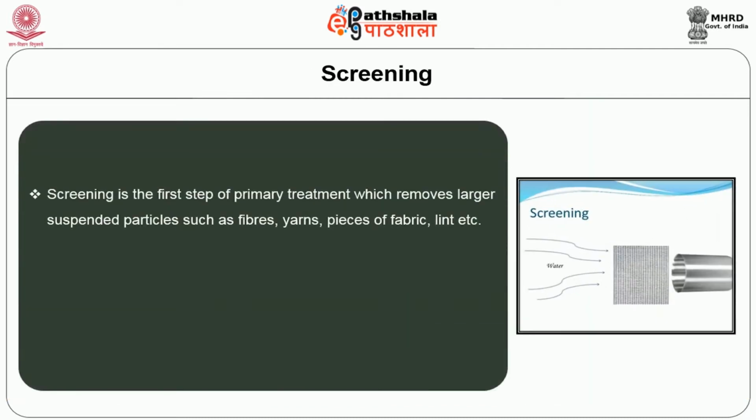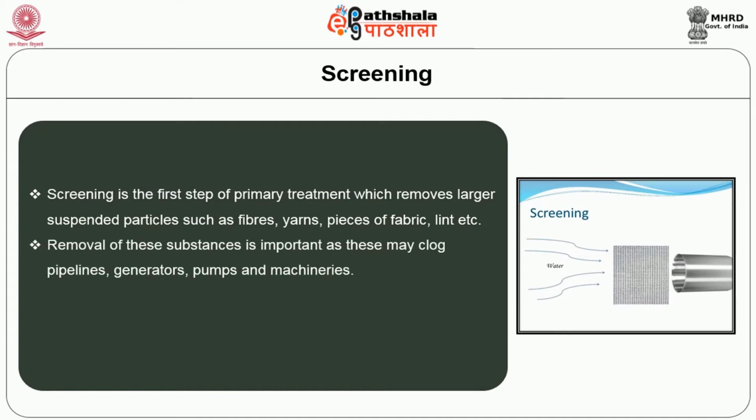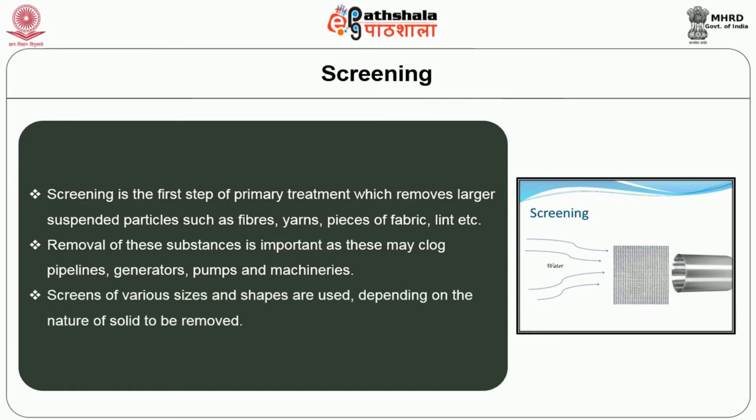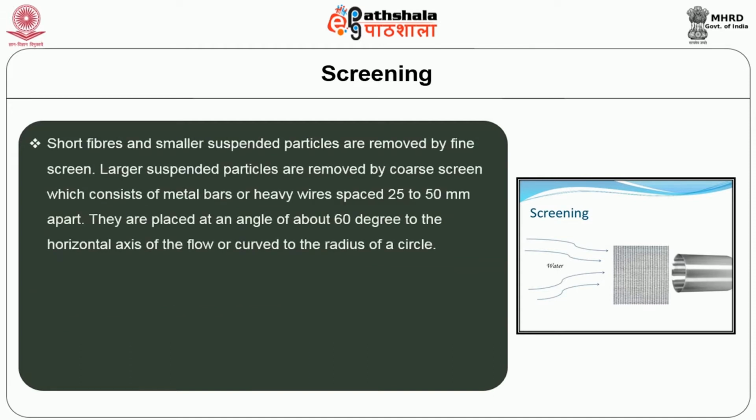Screening. Screening is the first step of primary treatment which removes larger suspended particles such as fibers, yarns, pieces of fabric, lint, etc. Removal of these substances is important as these may clog pipelines, generators, pumps and machineries. Screens of various sizes and shapes are used depending on the nature of solid to be removed. Short fibers and smaller suspended particles are removed by fine screen.